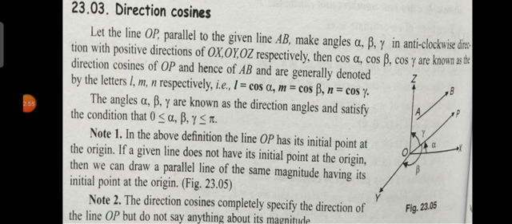Some notes have been given in the above definition. The line OP has its initial point at the origin. If a given line does not have its initial point at the origin, we can draw a parallel line of the same magnitude that has its initial point at the origin. OP is defined, which is parallel to AB. If that OP is not parallel, we can draw another line which is parallel to it. Then we can find the angles. That is the first note. Okay, there are notes there.